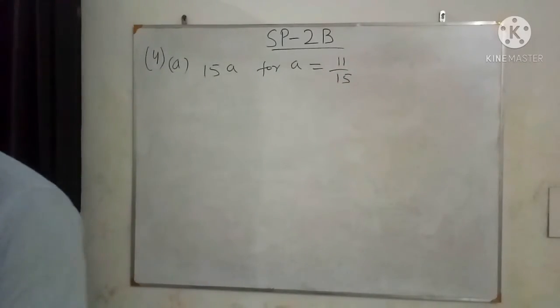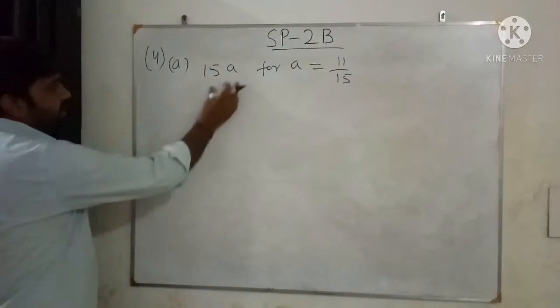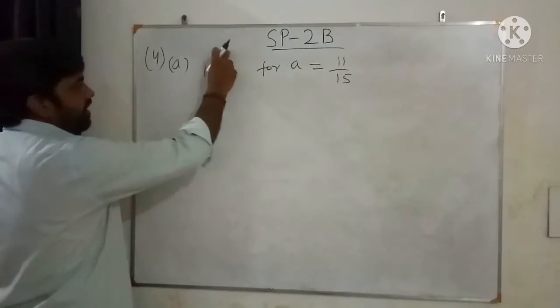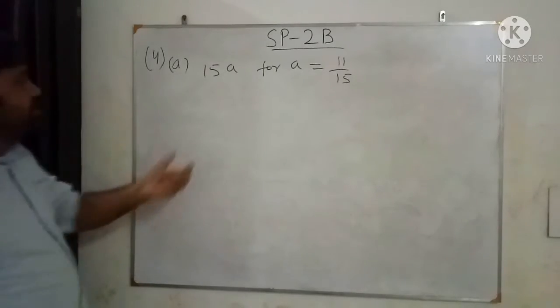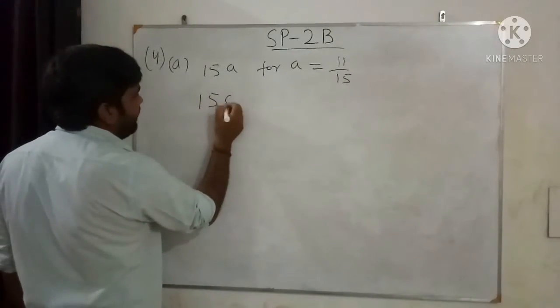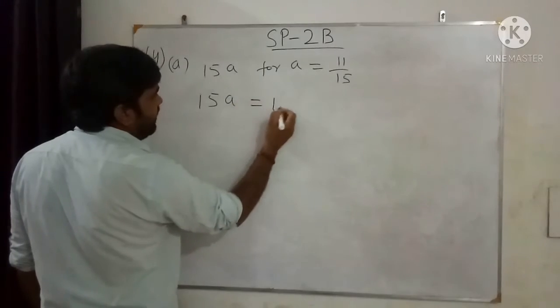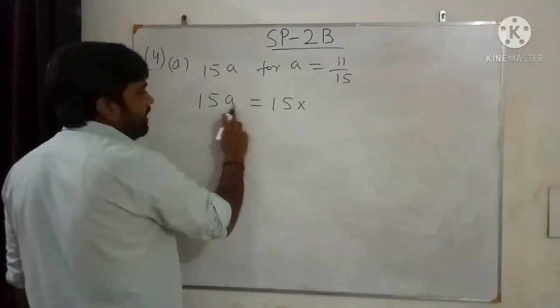See, we have to evaluate here the value of 15a. This is an expression, and this expression contains one term, that is called a monomial expression. Any expression which contains one term is called a monomial expression. So see what we have to do. We have to find the value of 15a. That is equal to 15 multiply a. 15a means 15 multiply a.